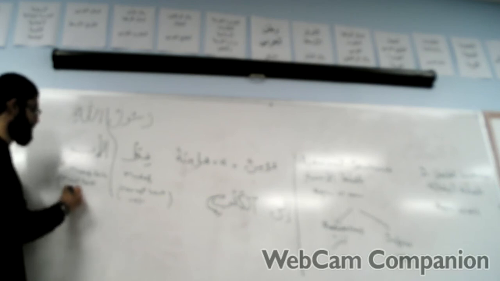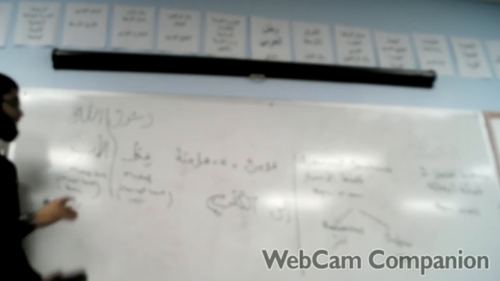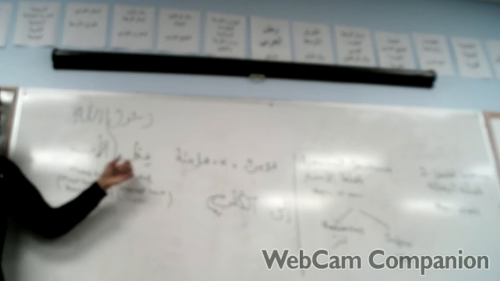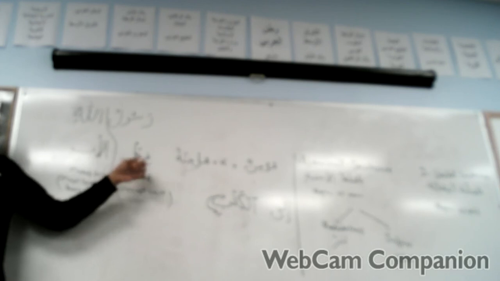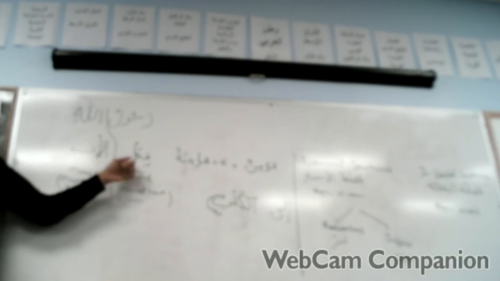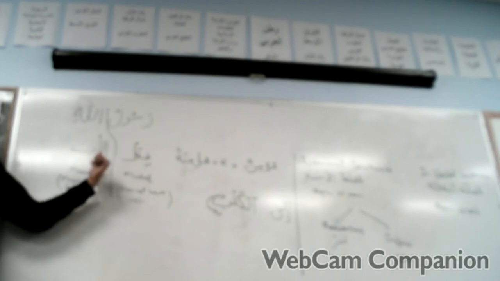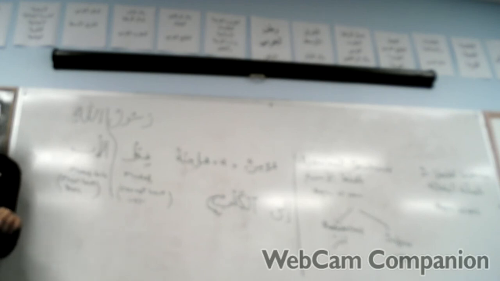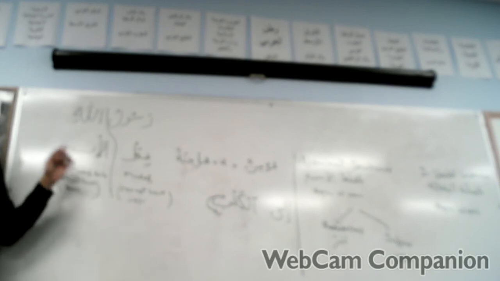Alright, so this is one of the other ways that something can be in the majroor case. This is a noun, it's an ism, it's in the majroor case, but it's not majroor because there's a harf jar here. It's majroor because there's a mudaf in front of it and it becomes a mudaf ilayhi. The cat of the father. Okay? Alright, so that was mudaf and mudaf ilayhi.